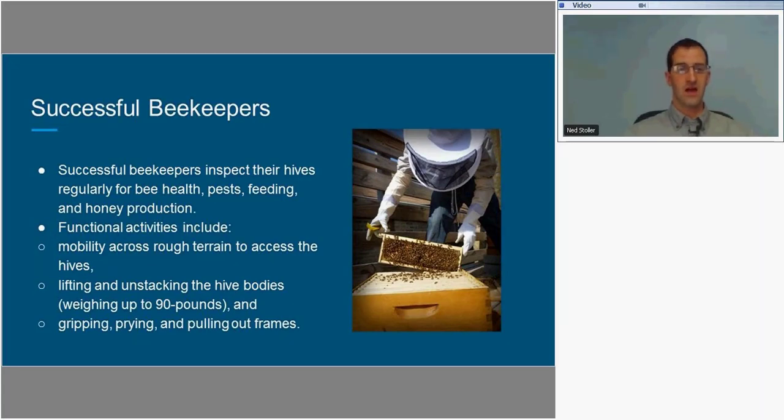And then a lot of manual dexterity with the fingers and hands, both gripping the handles on the sides of the hive bodies and prying out the frames. The bees produce a material called propolis, which is kind of like glue. And they'll glue everything in that hive body together. They'll glue the hive bodies to each other. They'll glue the frames to the hive body. They'll glue the frames to each other. And so there's a lot of prying and tight gripping needed to pull those frames out of the hive bodies and open up the hives.